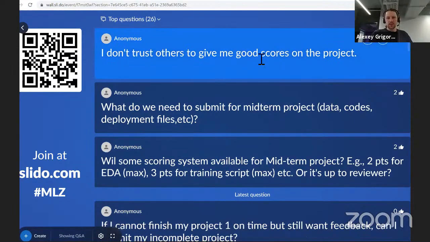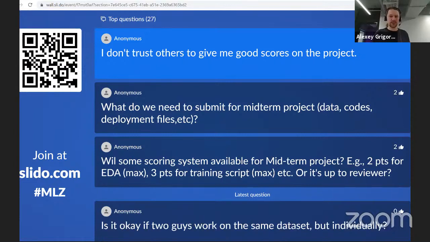I don't trust others to give me good scores on the project. Well, how to say, I think people have good intentions. I don't think somebody will intentionally give you bad scores. And if somebody wants to give intentionally bad scores, please don't, because why would you do this? Seriously, please don't, because we're here to learn. If somebody is giving their best and you see that, we will have this matrix that you can use for evaluating. So just give the score the person deserves.